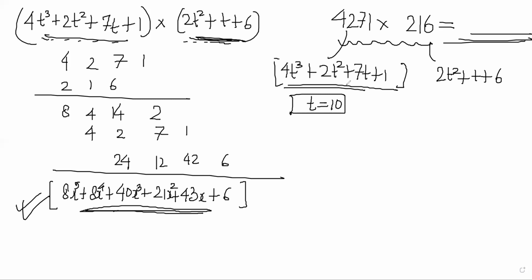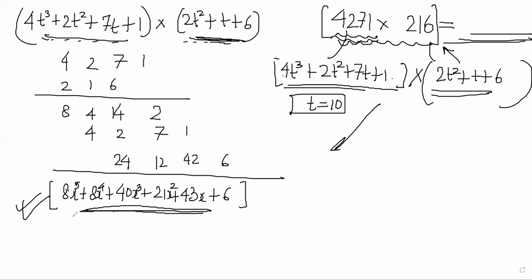Obviously this is just the expansion of this number, right? And if you put t is equal to 10, this will become 4271. This will become 216 as well, right? So instead of multiplying these two numbers, I'll multiply these two polynomials and put t is equal to 10 at the end, right? So this multiplication is basically by method of detached coefficients. I can do it really fast here. And at this step, I can say put the value of 10 here.